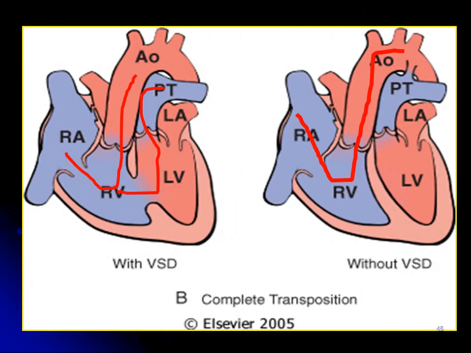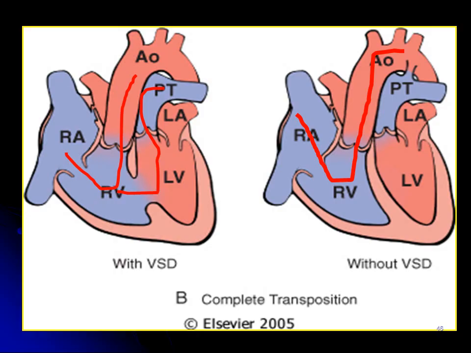This is a schematic picture of transposition of great vessels. The aorta originates from the right ventricle, and the pulmonary artery arises from the left ventricle. There is switching or transpositioning of the normal position of the great vessels. This leads to a right to left shunt and cyanosis.